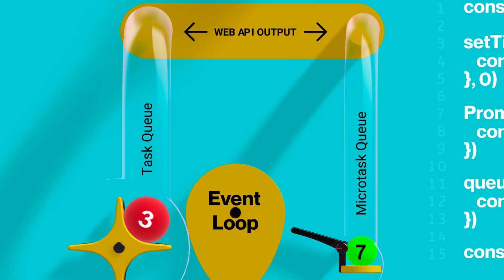The event loop then checks if the call stack is empty. If it is, all Microtasks from the Microtask queue are executed first. One Macrotask from the task queue is executed per cycle. On the next cycle, the process repeats, keeping JavaScript efficient and responsive.